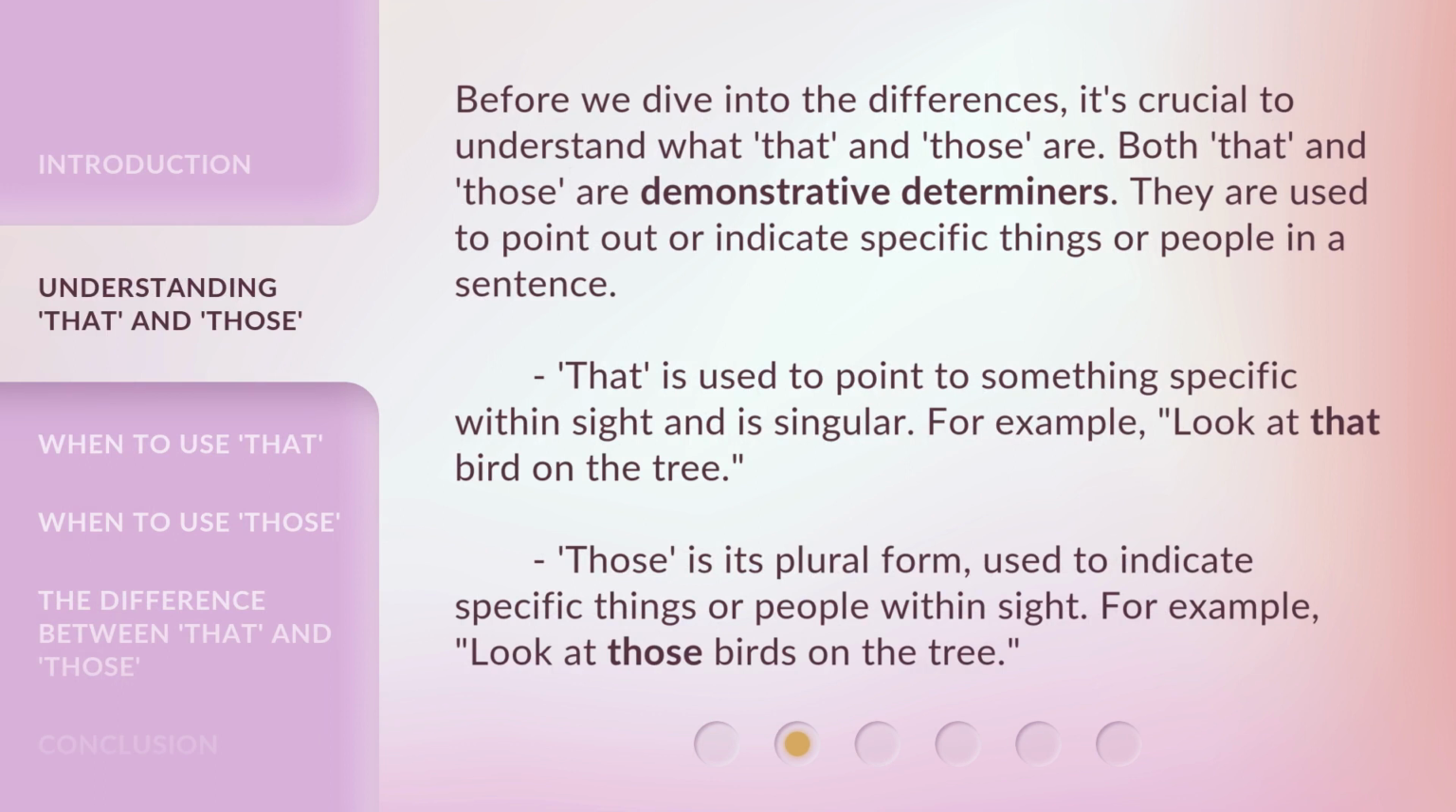Before we dive into the differences, it's crucial to understand what that and those are. Both that and those are demonstrative determiners. They are used to point out or indicate specific things or people in a sentence. That is used to point to something specific within sight and is singular.